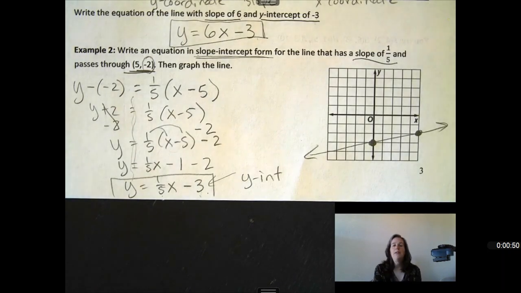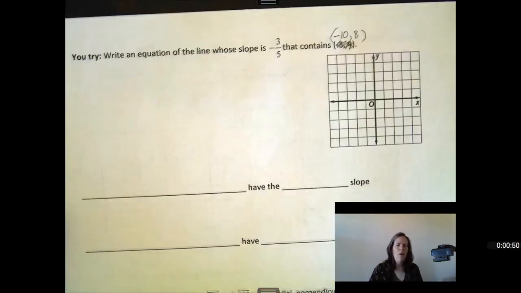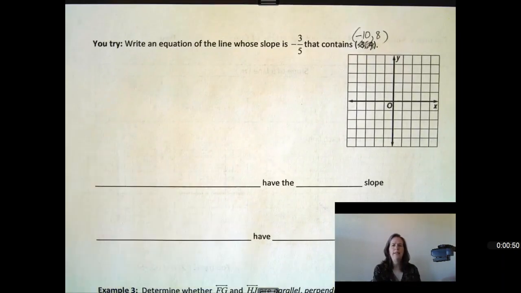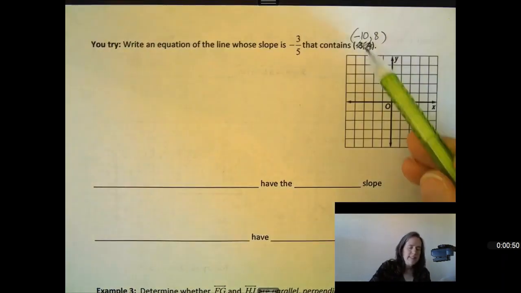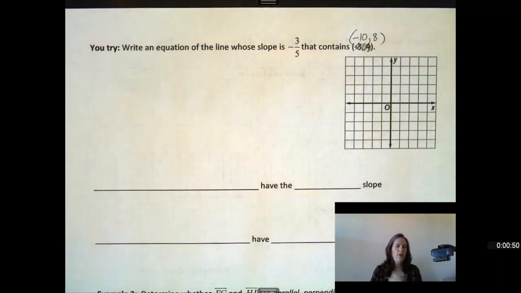Okay. So we took our point, our slope, turned it into slope-intercept, graphed it. Let's turn the paper over. And I've got one for you to try. Pause your video, and your point should say -10, 8. Go ahead and draw, or find the slope of that line and then draw it. Pause and come back.